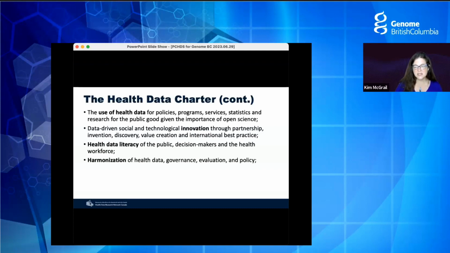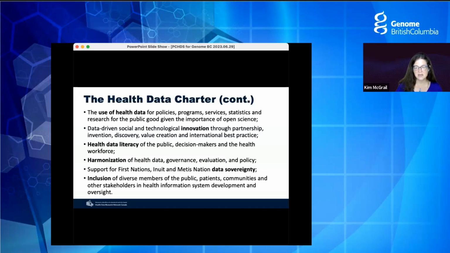We need to have harmonization of health data, governance, evaluation, and policy. This is not to suggest that we're going to have the exact same legislation in all of our provinces and territories, but at least if we understand where those are harmonized and try to harmonize some of the governance that comes out of that, it will make for smoother operations and the ability to do more with less friction. Again, here in the Health Data Charter, we make that statement of the support for First Nations, Inuit, Métis Nation data sovereignty.